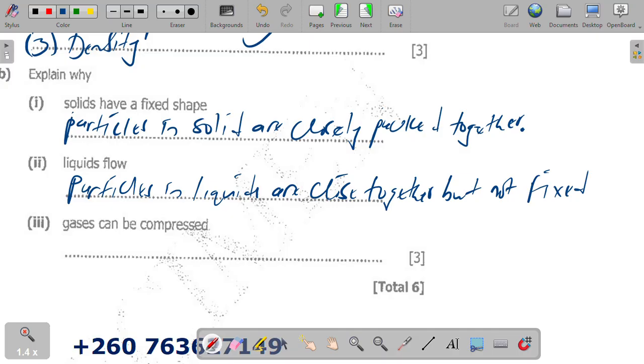Particles in liquids are close together but not fixed. Okay, they slide over each other. This is why they are able to do what? To flow. Okay, the liquid flows and takes the shape of a container. This is very important for you to take note of. Okay, and our third one.